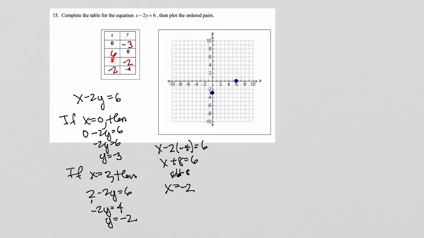Then what have we got? We've got 2 and negative 2. So to the right 2, down 2. So start at the origin, to the right 2, down 2. So that'll be this point right here. And then one more. We've got negative 2 and 4. So to the left 2, down 4. To the left 2, down 4, right?